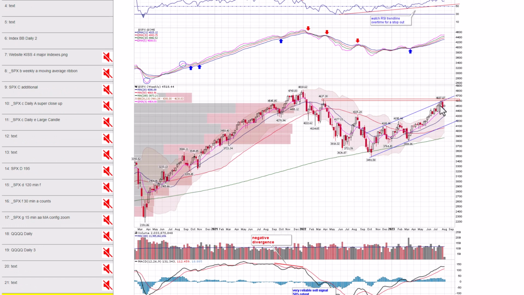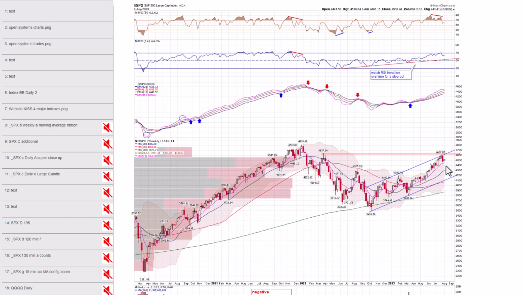Remember last week and the week before, we rallied right into the top of this channel, into this resistance zone, and it was a logical area for price to pull back, and that's exactly what it's done. Again, up a little bit today, but that was a logical area to do so.